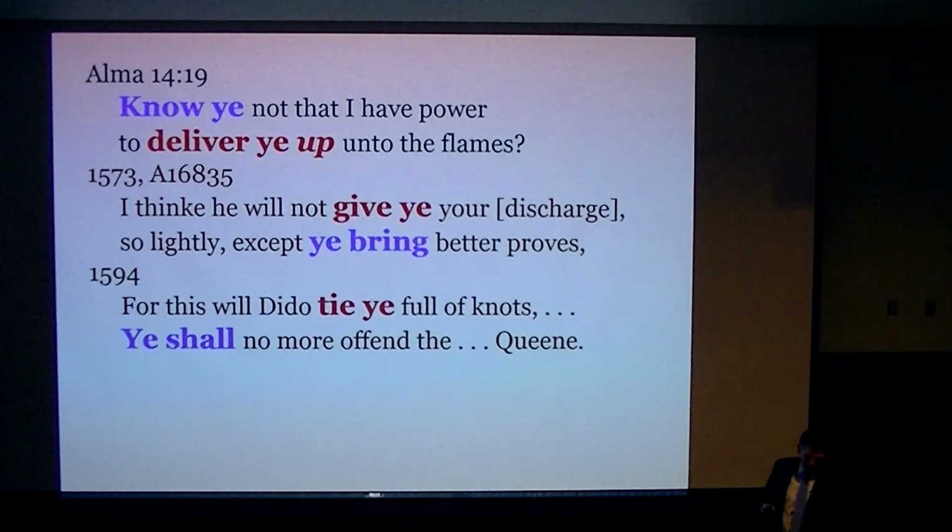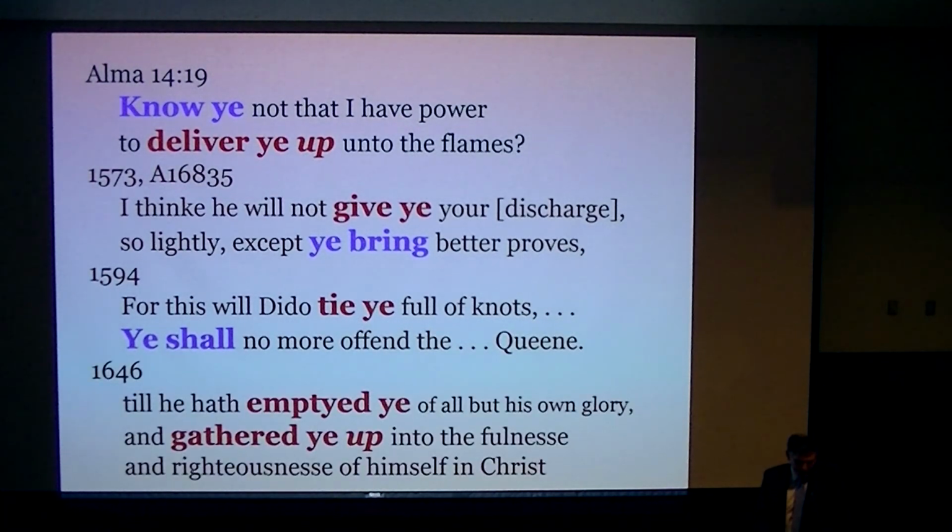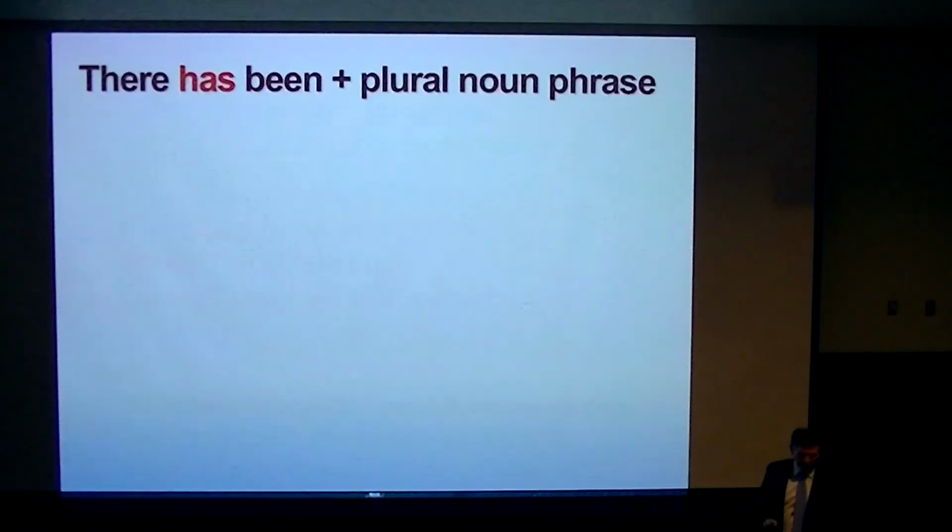Okay. Again, we have it here. For this will tie ye full of knots, ye shall no more offend the queen. Close usage. And we have gathered ye up in this example, like deliver ye up.